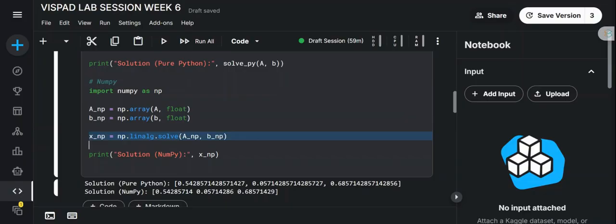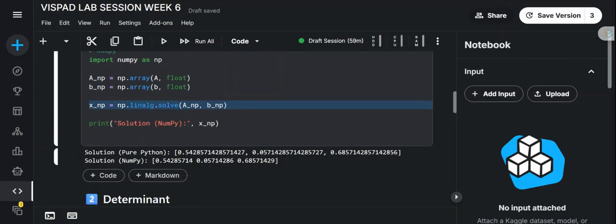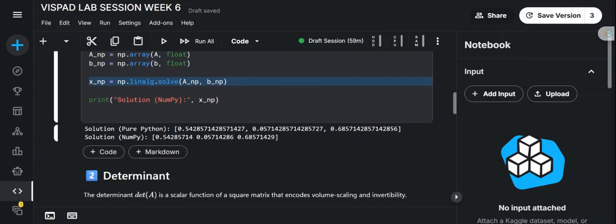np.linalg.solve, and then you pass them as arguments, and then you'll be given the values of the unknowns, which is the x, and it's shown over here. As you can see, the values are the same as the values that we got when the Gaussian elimination method was implemented.